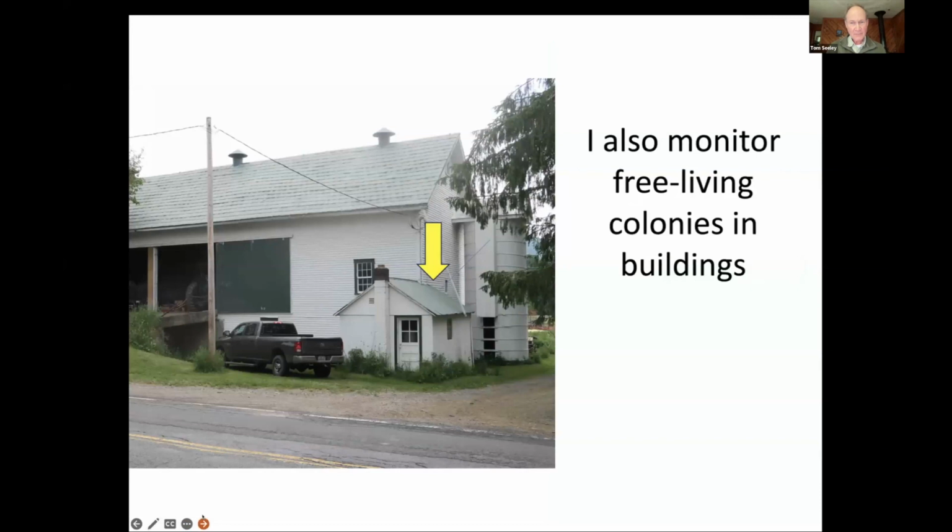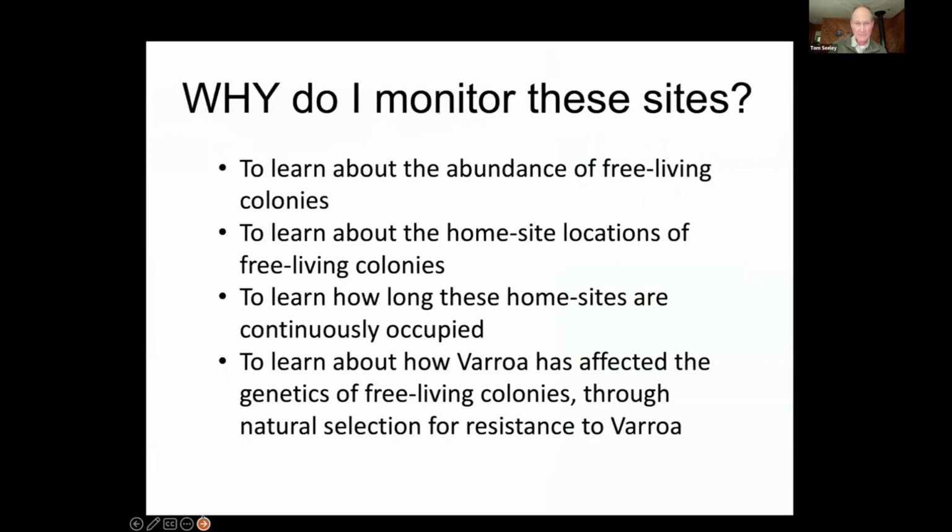Some of the colonies that I monitor, though, it's still free living, are in buildings, such as this dairy barns. And those are nice. And that's how I find a lot of the wild colonies, is I've put adverts in newspapers, when we had newspapers, and got it that way. So partly by beelining in forests and then adverts for buildings. And why do I monitor these sites? Well, several things.